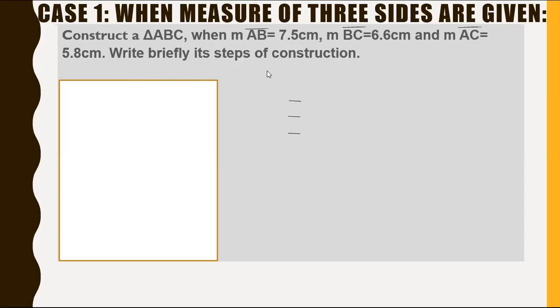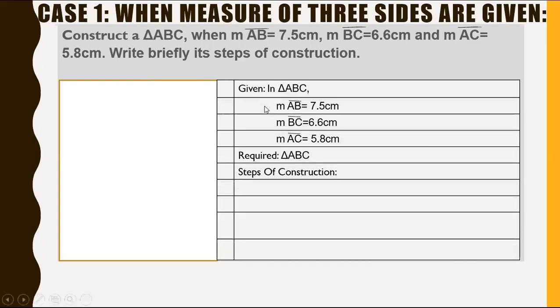Write briefly the steps of construction. We have to write given, we have to write required, and then we have to write steps of construction. So given is what is given in the question. In this question, the given is triangle ABC. So I have written in triangle ABC.